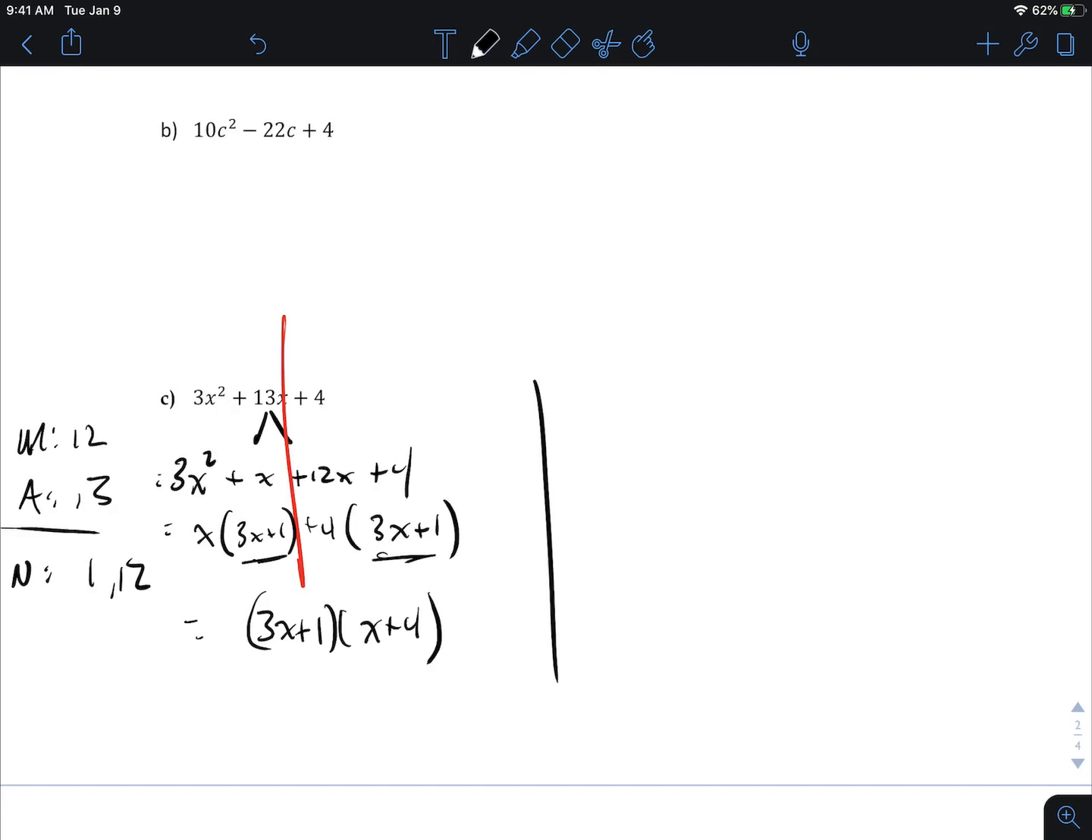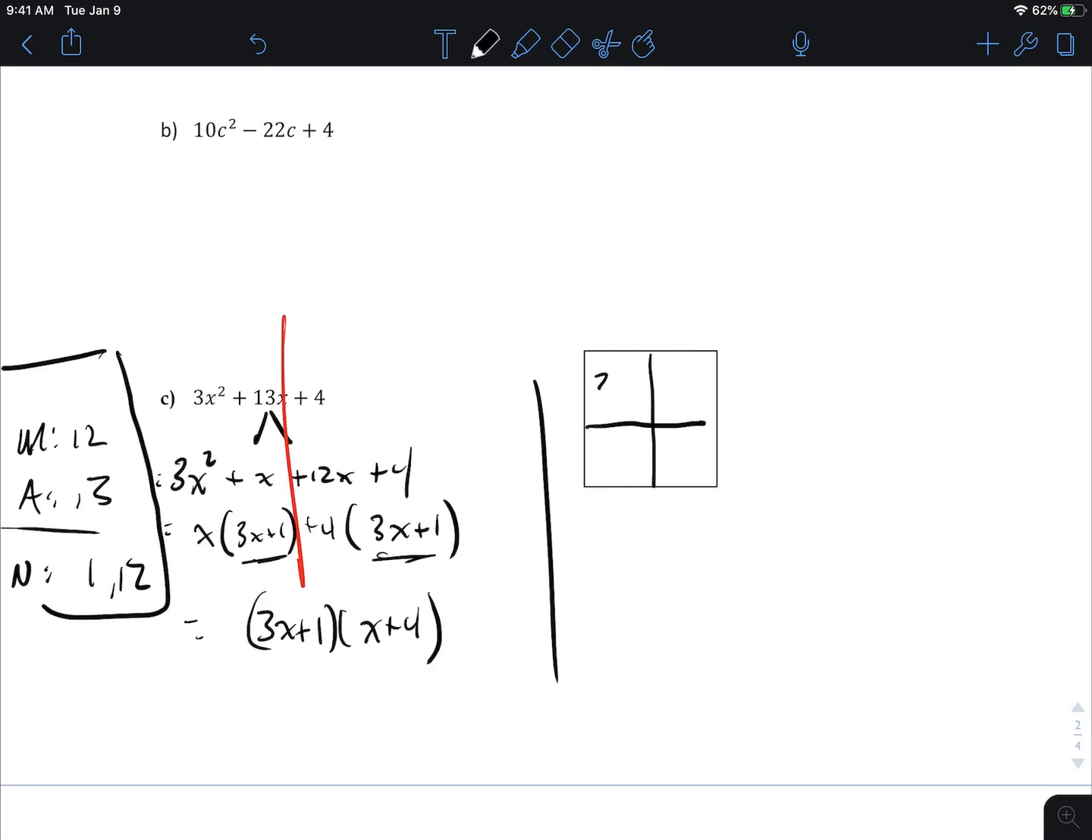Okay, now if I were to do this with the table, in order to use a table, you still have to get those two numbers, right? You still have to go through the same process in order to make this work, right? So I'm going to draw the table, and I'm going to fill it out. So I'm going to go 3x squared, 4 in the bottom right, and then I'm just going to insert the other two numbers, 1 and 12x.